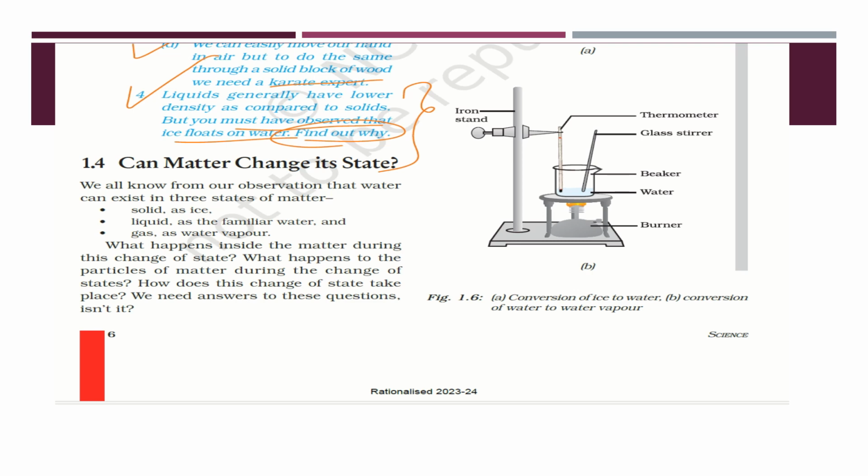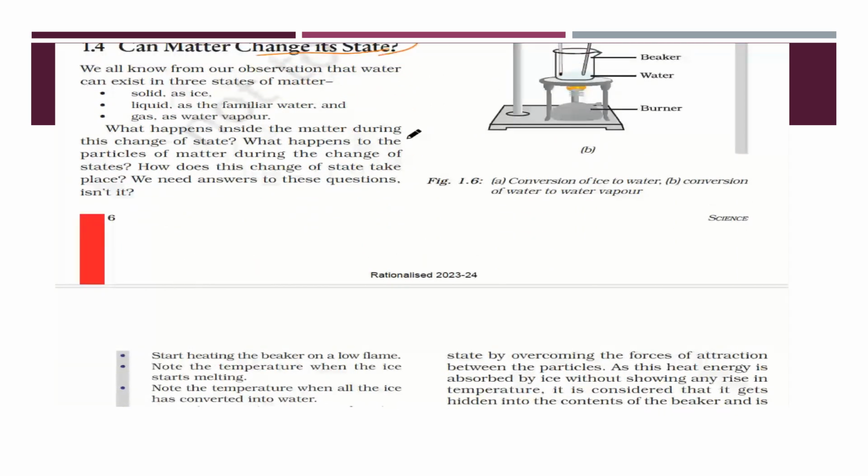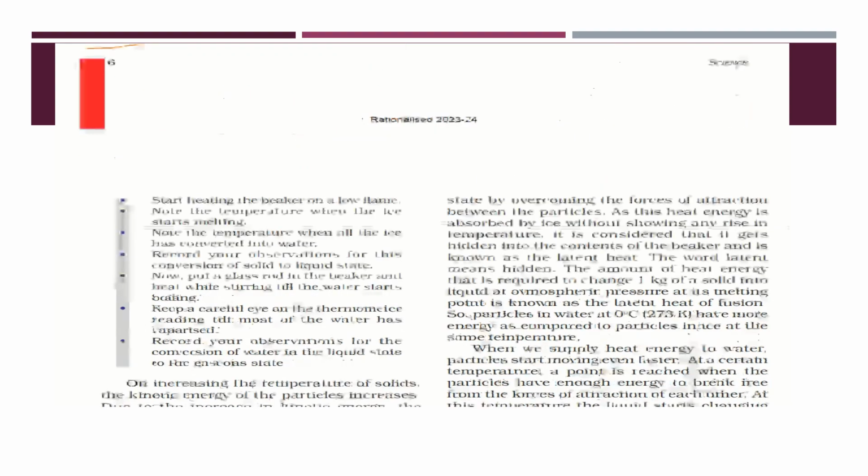Okay, so now let us move to the next topic: can matter change its state? We all know from observation that matter has three states: solid as ice, liquid as water, and gas as water vapor. So what happens inside the matter during this change? What happens to the particles of matter during the change of states? How does this change take place? We need answers to this question, isn't it?